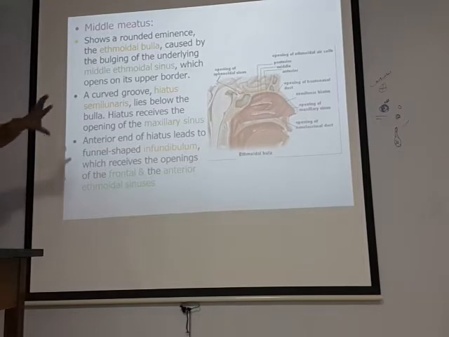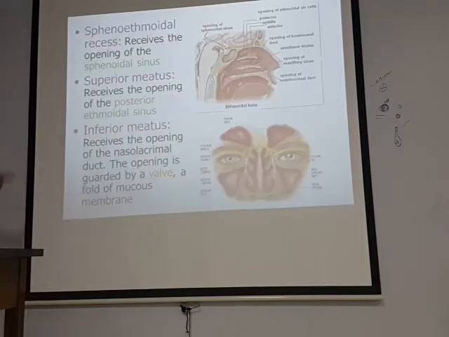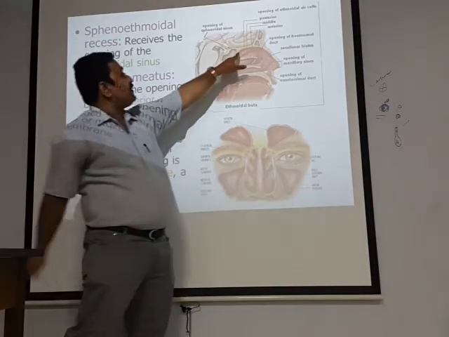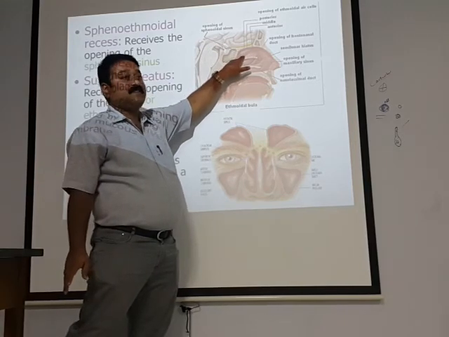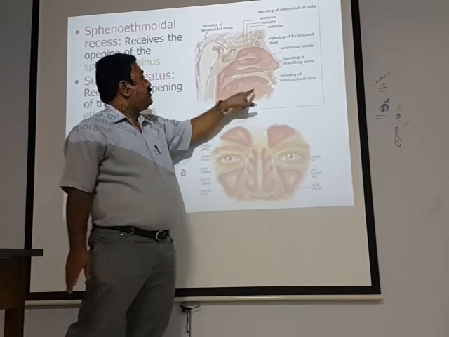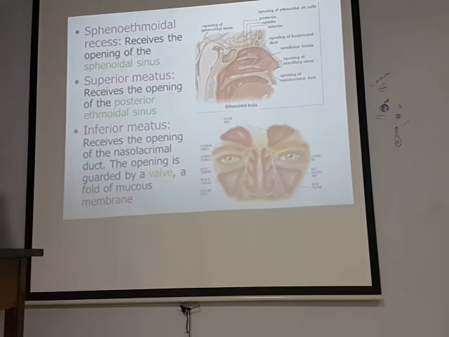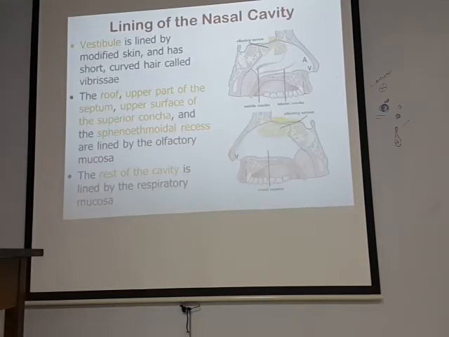So you should be perfect in this. The inferior meatus has only one opening. Here the sphenoidal sinus opens, also one, in the superior meatus. One, one, one remaining here. Like that you have to memorize. So this is about the lateral wall of the nose.